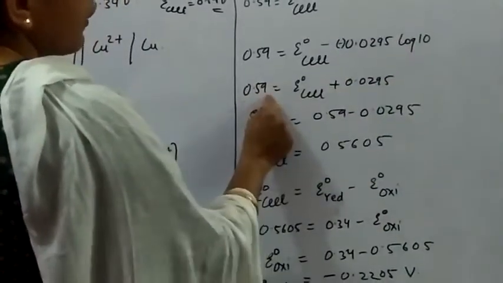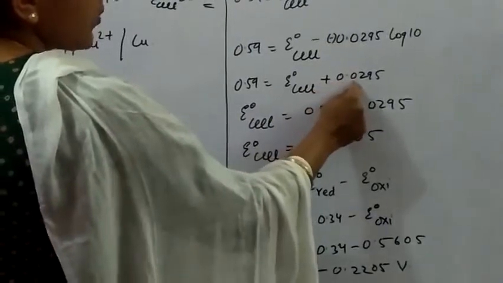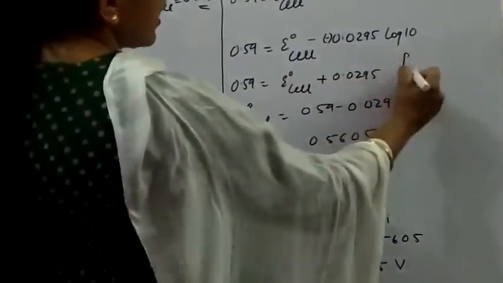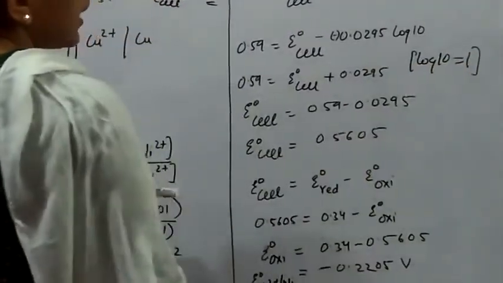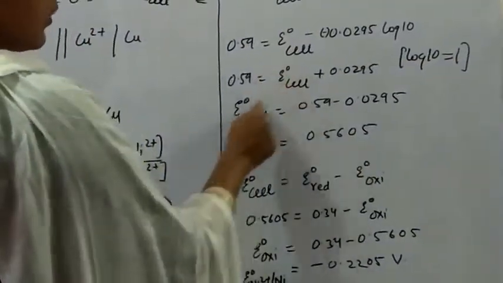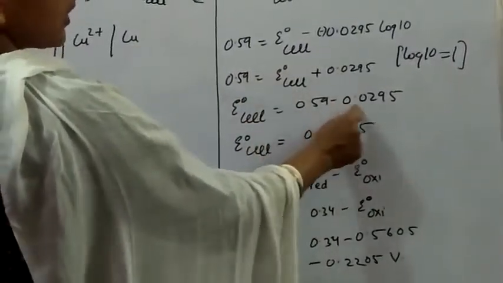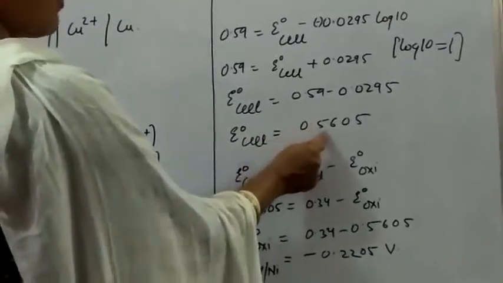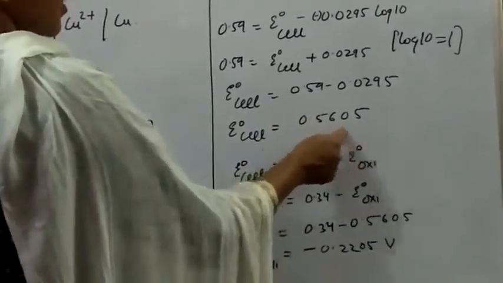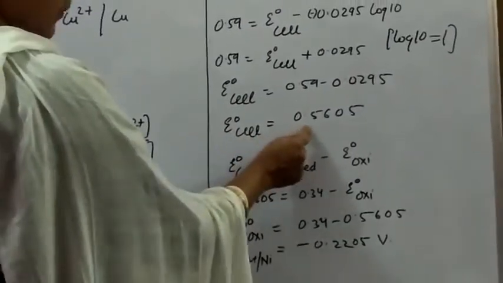So it is 0.59 equals E naught cell minus minus, which is plus, 0.0295. Here the log 10 value equals 1. Right? So now we are getting the value of E naught cell equals 0.59 minus 0.0295. What is the value of E naught cell? It is 0.5605. This is the standard EMF of the cell.